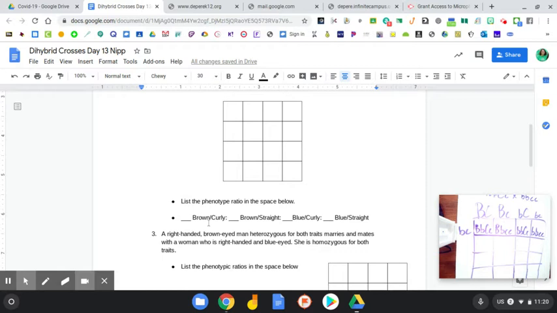How many brown and curly? Well, when I look at this, brown and curly is right here. So 25% is brown and curly. I'm going to make a little mark there to make sure that I got that. 25% is brown and straight. 25% is blue and curly, that would be that one right there. And then 25% is blue and straight hair, so that is that one. So it would be a 1 to 1 to 1 to 1 ratio.